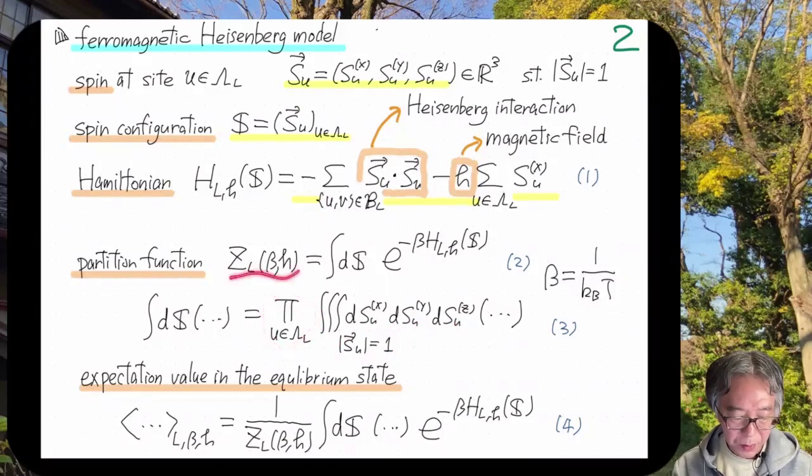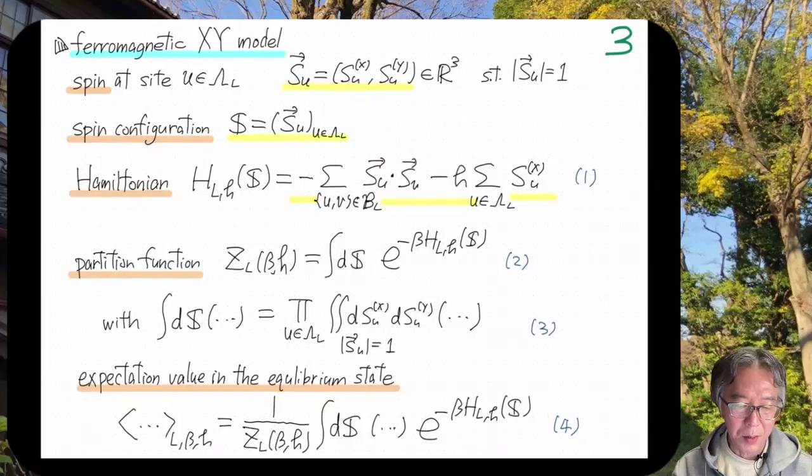And this is the partition function, and similarly, you can define the expectation value of any function of spin. You put it here, and then you get this average. Okay, so this is my notation. It's a bit complicated, but I want to denote what the parameters are. So this is the system size, inverse temperature, and the external magnetic field. Okay. I think this is clear. So this is the ferromagnetic Heisenberg model.